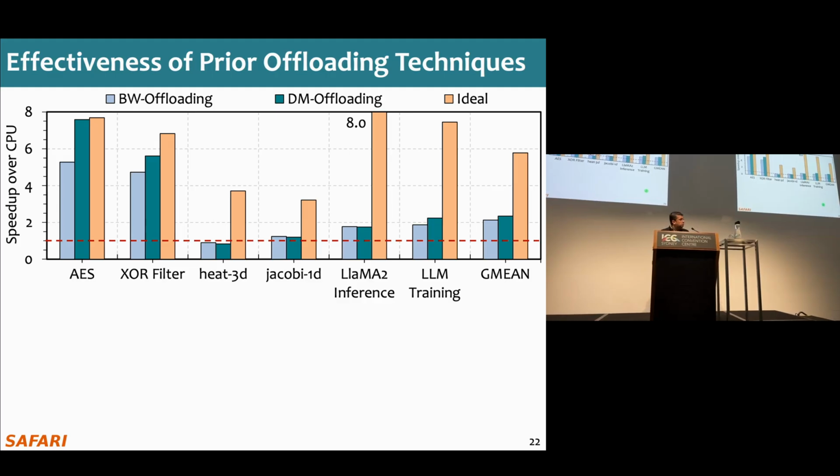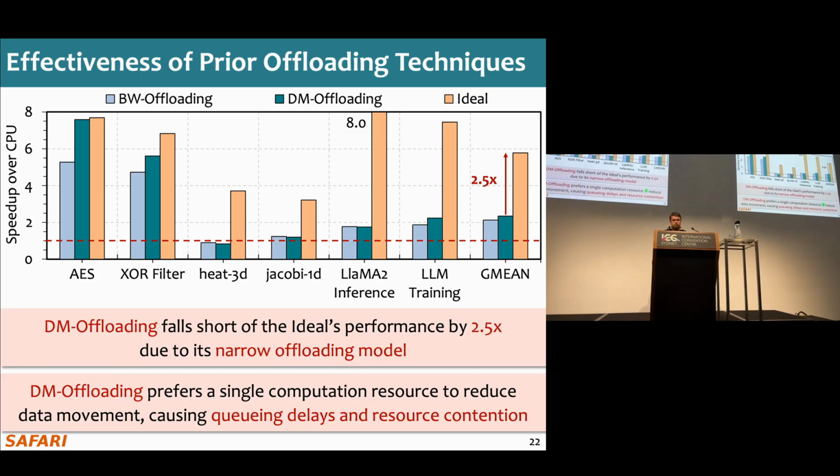So if we look at the two offloading models, the best of the two, which is the DM offloading, still falls short of an ideal's performance by 2.5 times due to its narrow offloading model. What DM offloading does is it prefers a single computation resource in order to reduce data movement, and it causes queuing delays and resource contention.